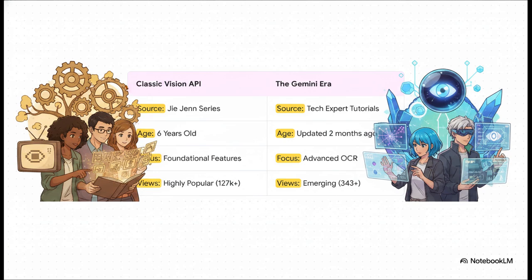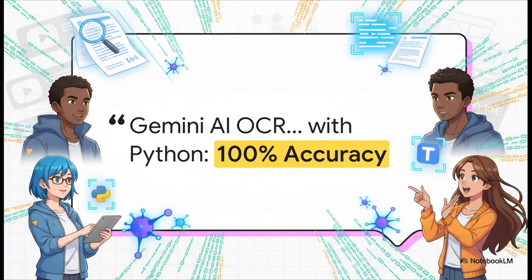This comparison really tells the whole story, doesn't it? On one side, you have the classic series that taught the basics to thousands of people. And on the other, you have this emerging series that's zeroing in on the next generation of AI. The focus is totally shifted from broad, general features to these highly specialized, incredibly powerful new models. And here's the proof right in the title. This new video isn't just about extracting text. It's about doing it with Gemini, Google's next-gen AI model. And it's making a very, very bold claim.